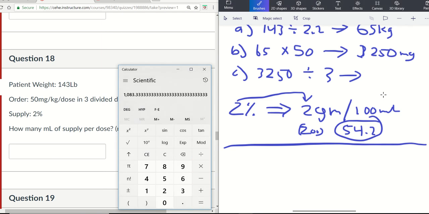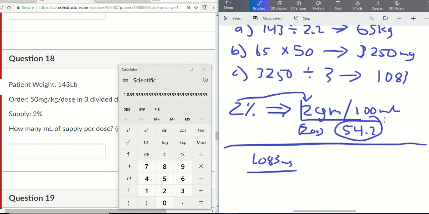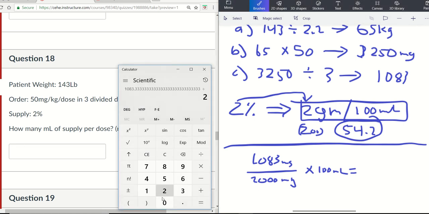All right. So you need 1083 milligrams per dose. And your drug comes 2 grams per 100, which is 2,000 milligrams per 100 ml. Is that what you guys did? Sort of, kind of? So, 1,083 divided by 2,000 times 100.